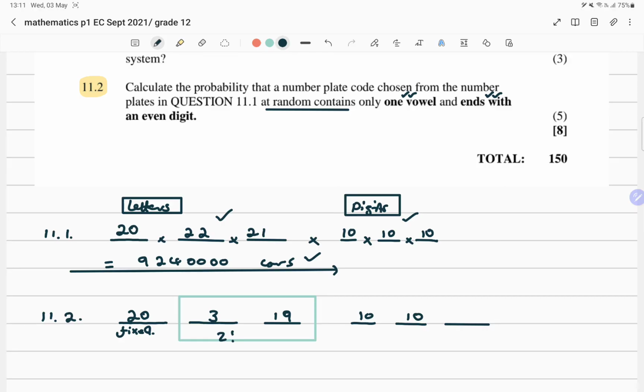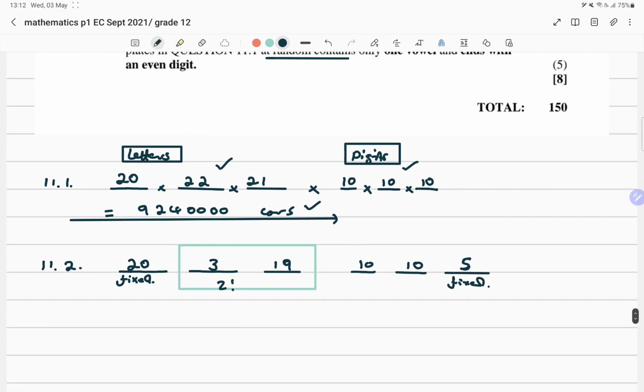But for the last one, the even terms: it is a 0, a 2, a 4, a 6, an 8. So they are 5, because we're told the end should be an even number. So it can be 0, it can be 2, it can be whatever. This one is pretty straightforward because this is fixed as well. So we are happy. The trick is understanding that this thing here can happen in 2 factorial ways.